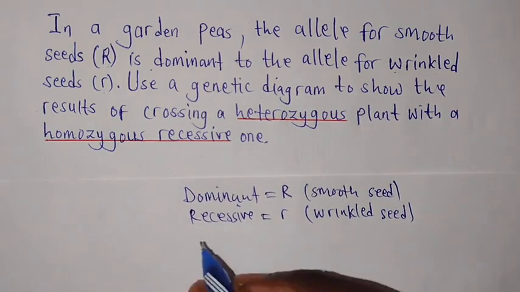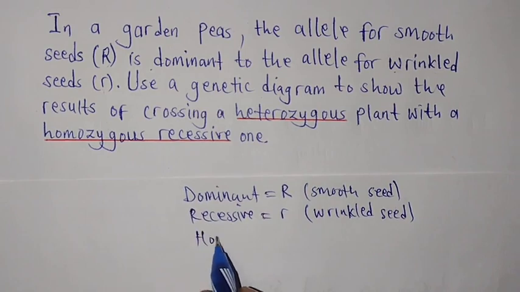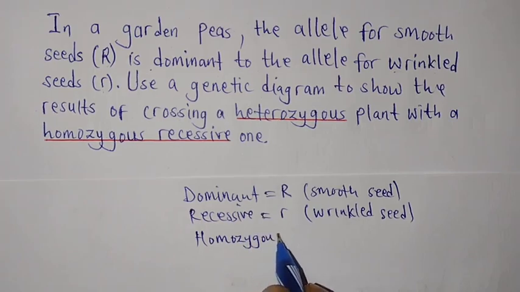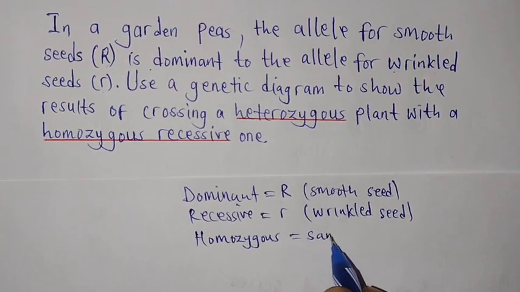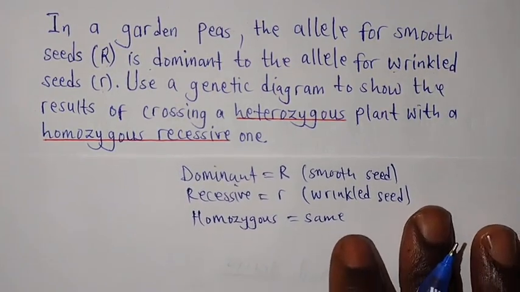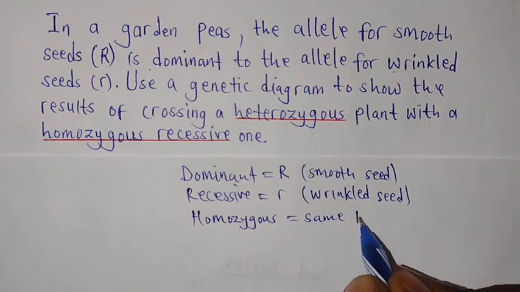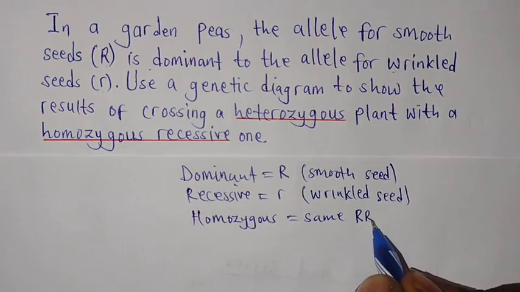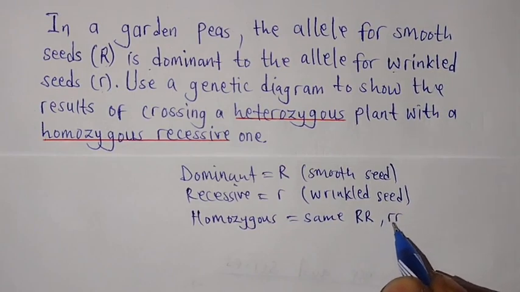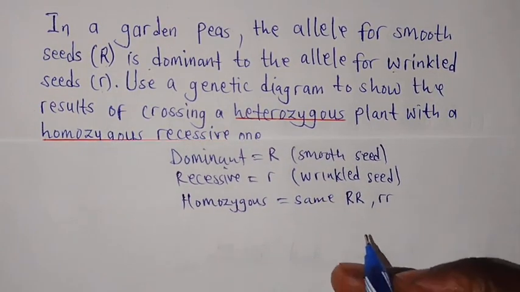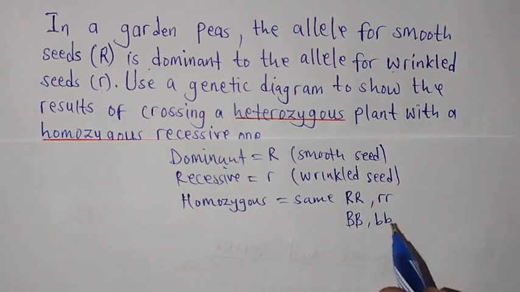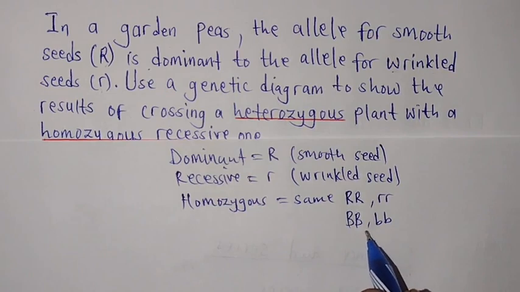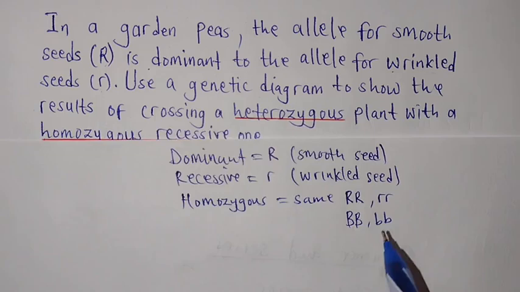Then we must also take note of the word homozygous. Homozygous means same. These same alleles can be capital letters or small letters, as long as they are the same. Or you can have capital letter BB or small letter bb. These are what we call homozygous alleles, same alleles.